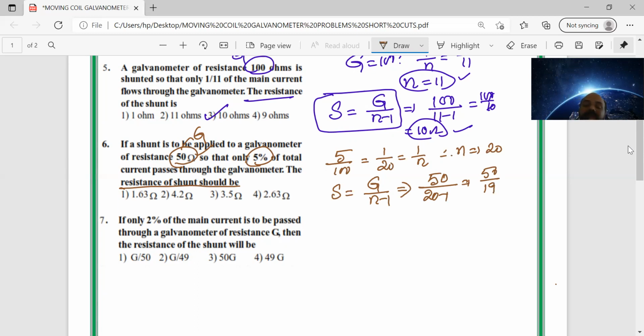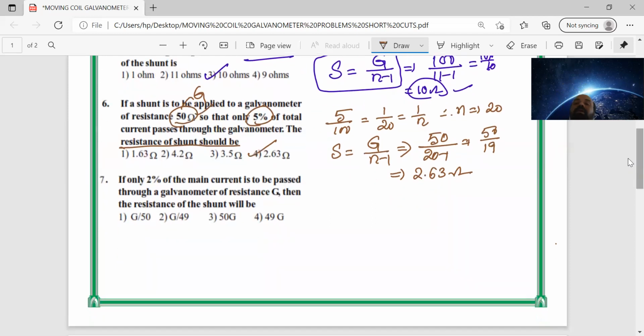So what is the answer we get here? It is almost 2.63 ohms. Guys, you see the next problem. This is also a similar method.